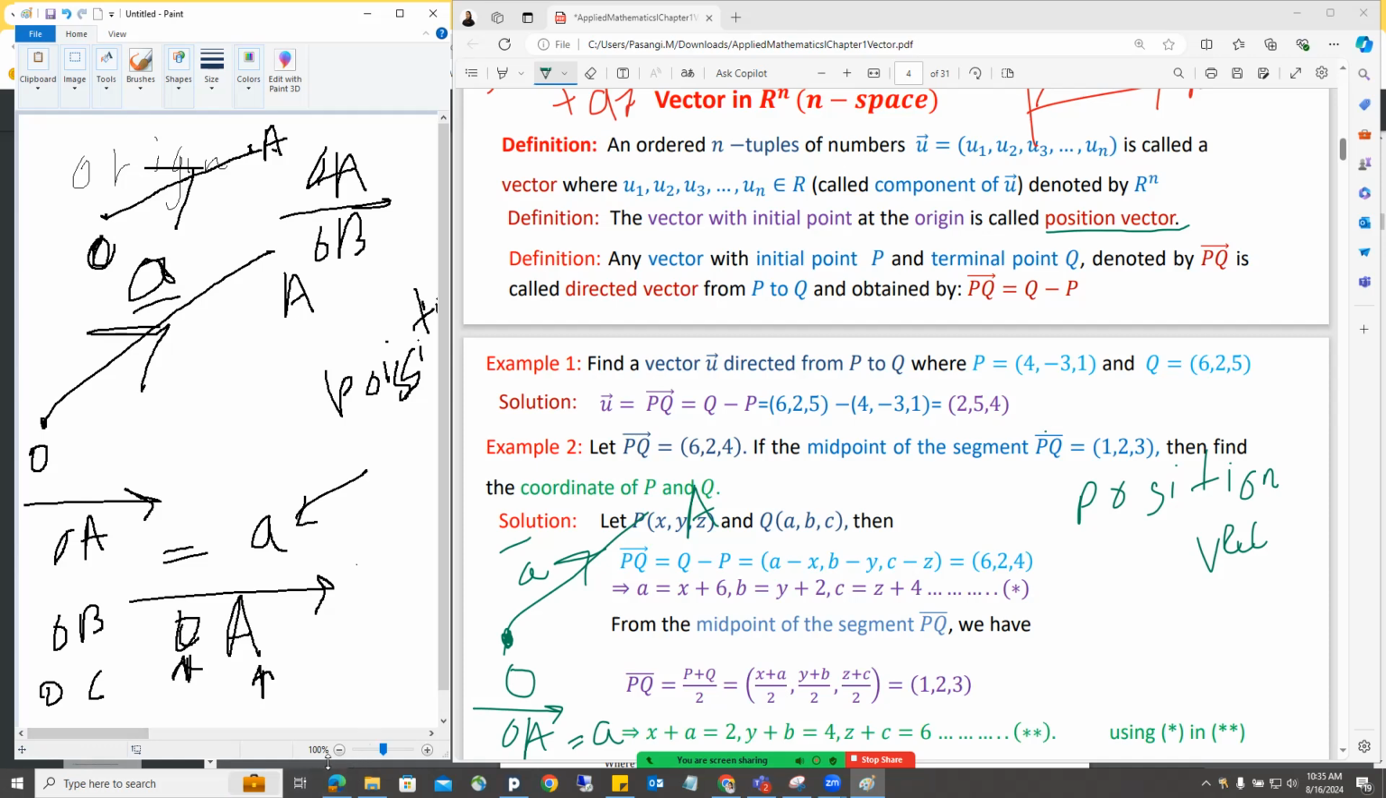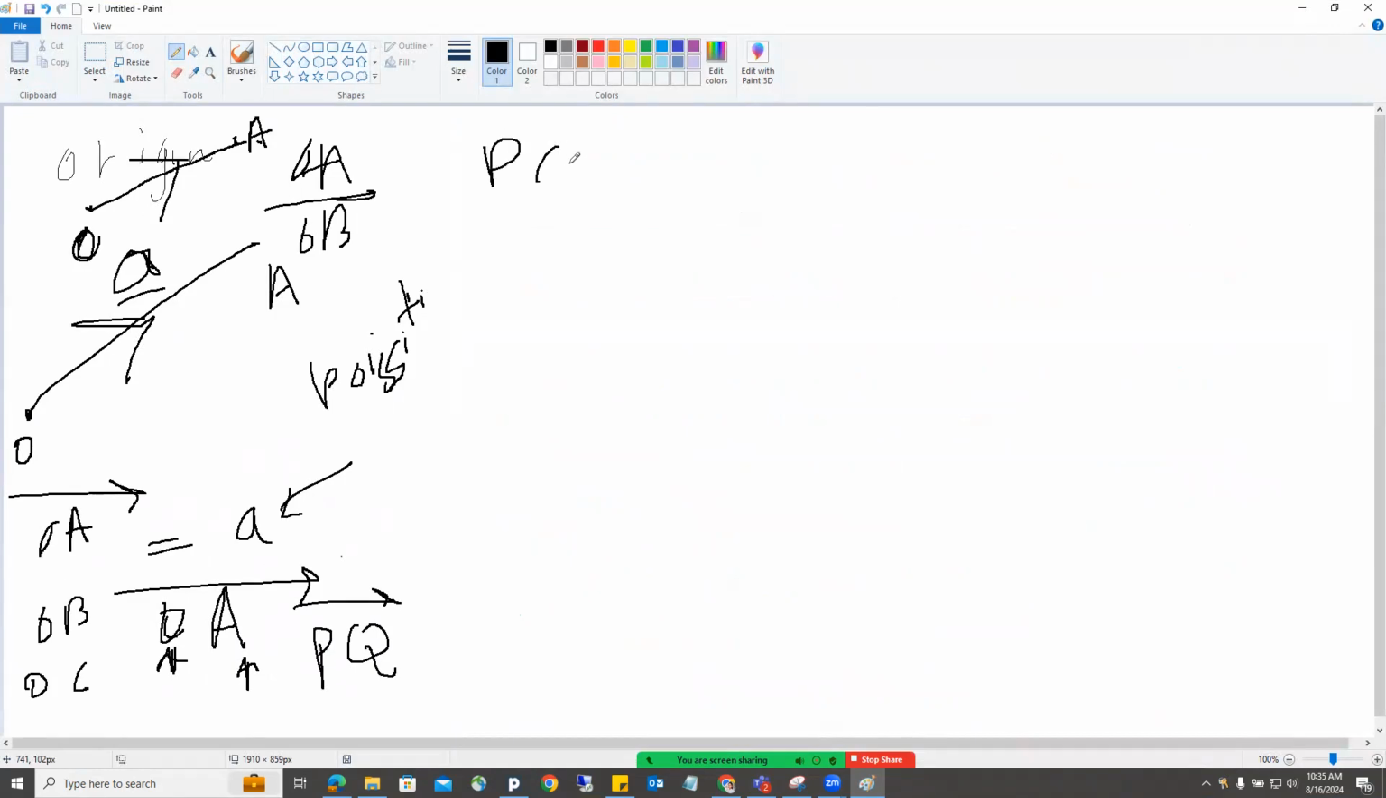Where we start, we mark it as the initial point, and the ending point will be the terminal point, that is Q. So how do we denote this vector? As the PQ vector. Normally, how we generate this PQ vector is PQ equals PO plus OQ. Is it clear? PO plus OQ.